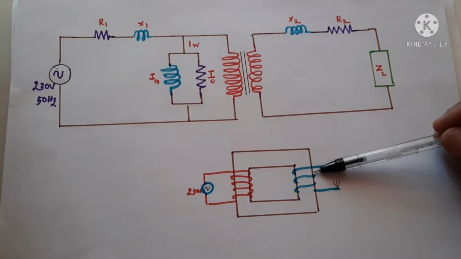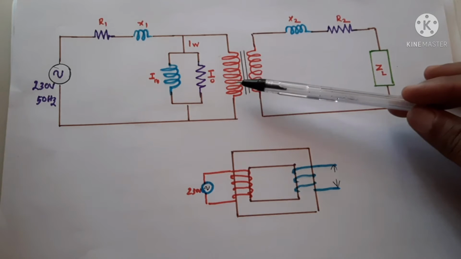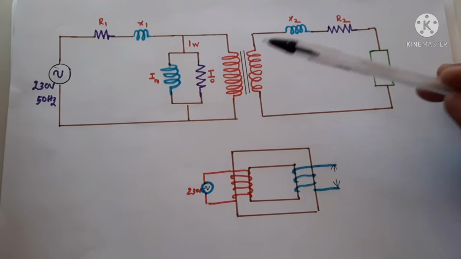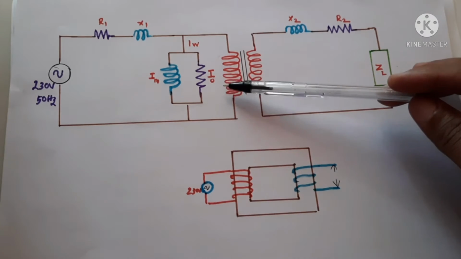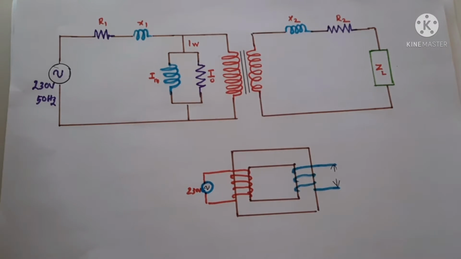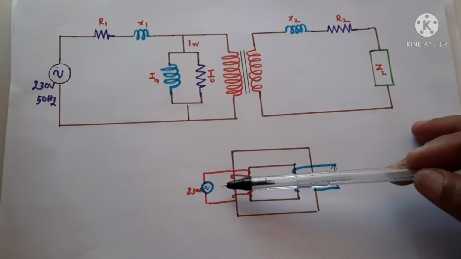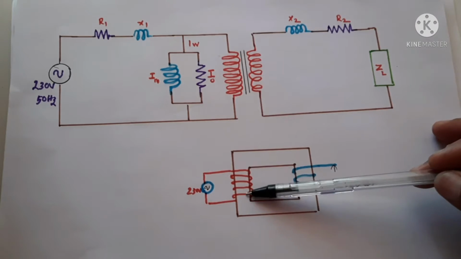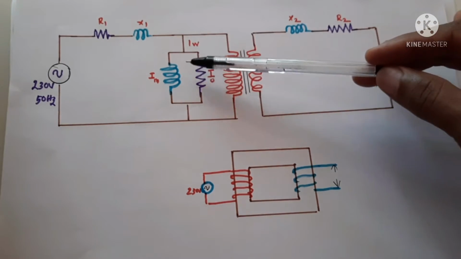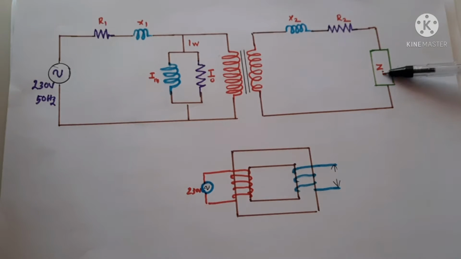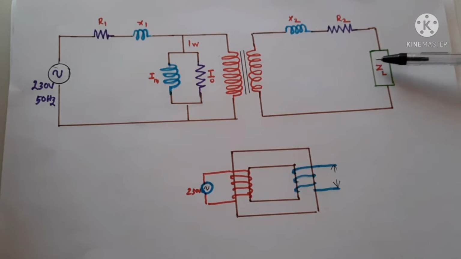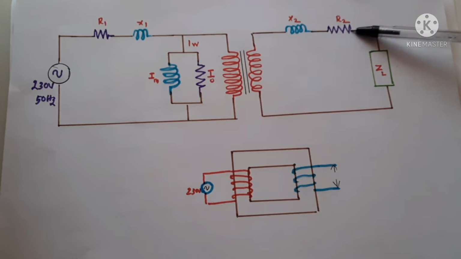This is a transformer, and this is the equivalent representation of the transformer. How can we easily understand the working of this transformer with this equivalent representation? When we apply input voltage, here the input voltage is 230 volt, a current passes through this primary coil. And if we assume that no load is connected, even then we have to get the output voltage.